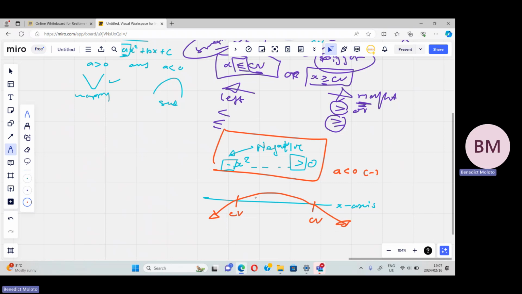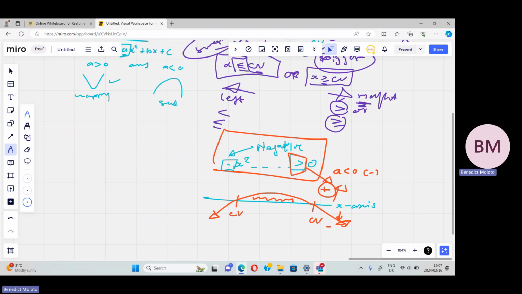More. That is where our graph is what? Positive, because positive is above the x-axis. Below, the graph is negative. Above, it is positive, because of greater than.